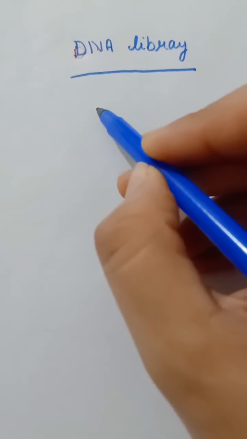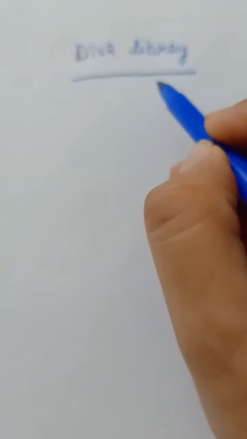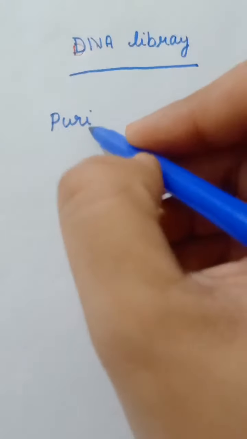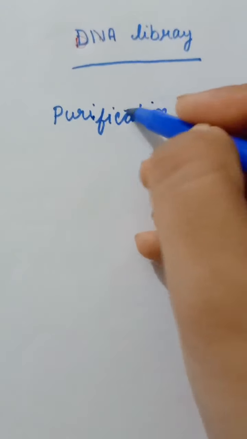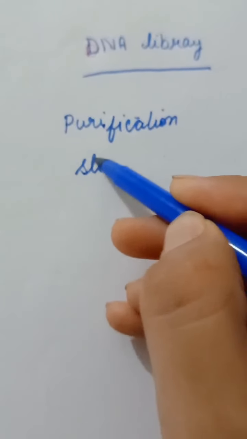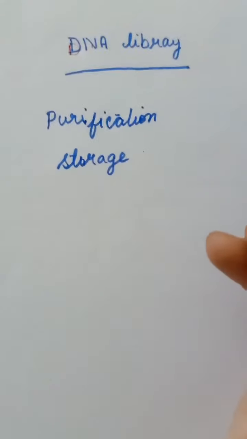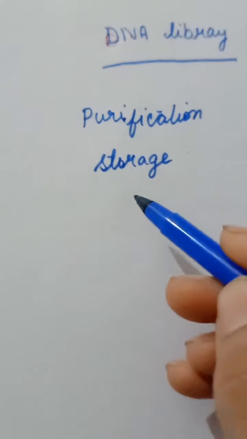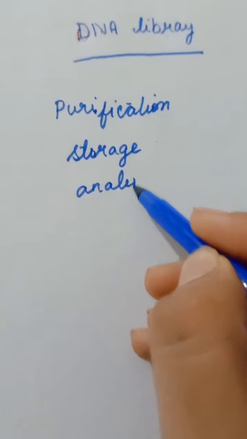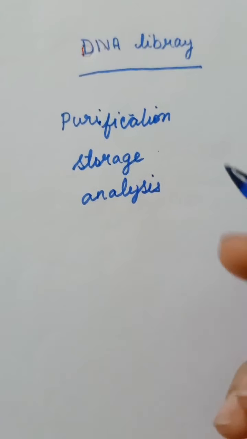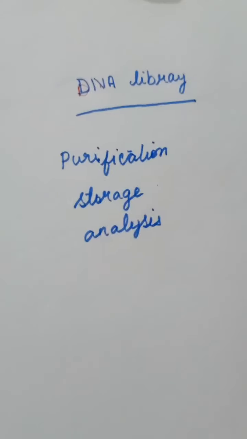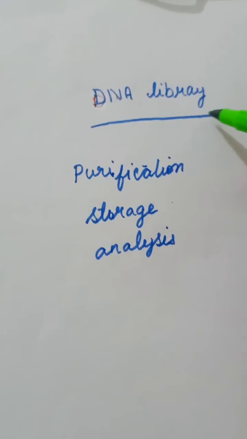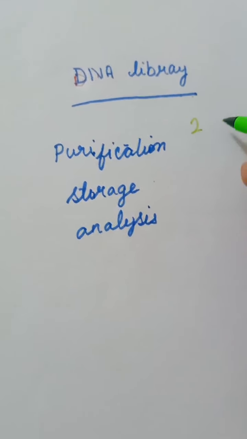Means each DNA sequence has been cloned into a vector for ease of purification, its storage, and next, for its analysis. If we want to analyze any particular genome or any DNA sequence, we can analyze it easily from our DNA library. On the basis of source DNA used, this DNA library is of two types.